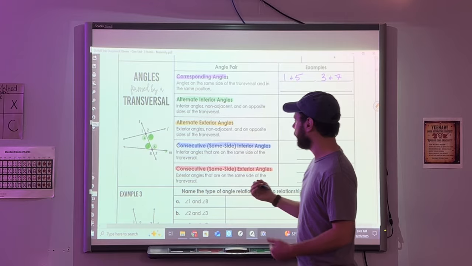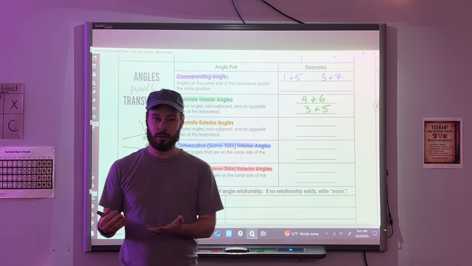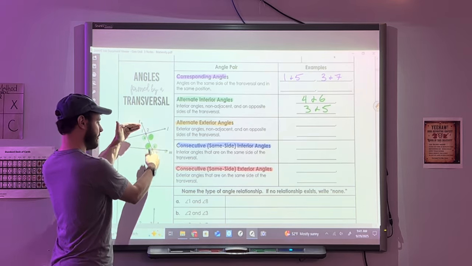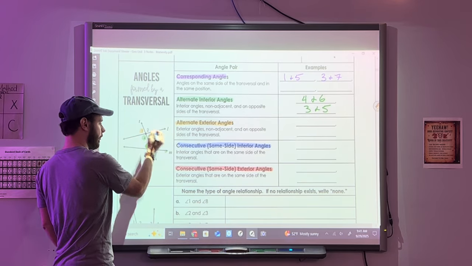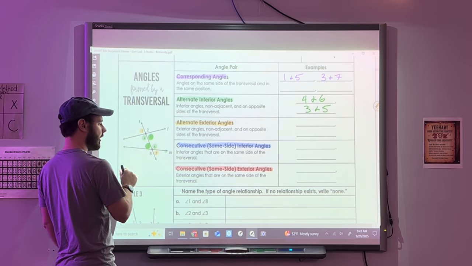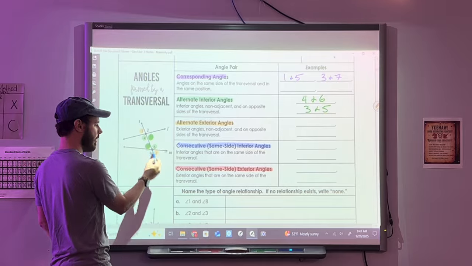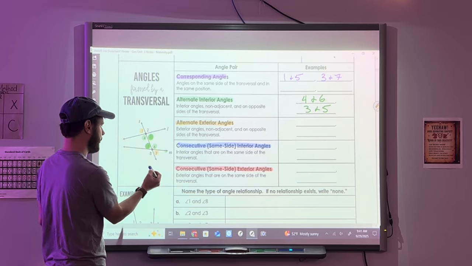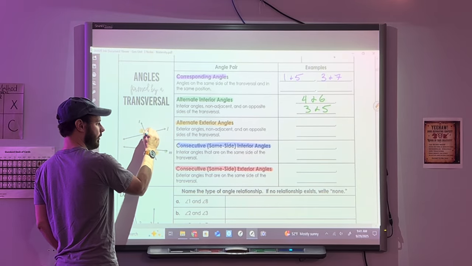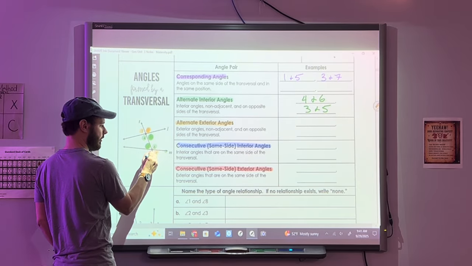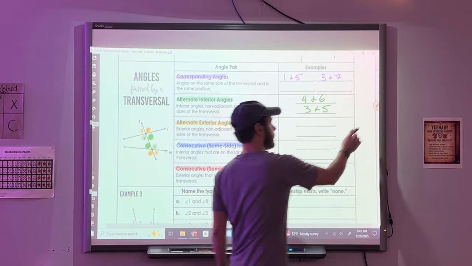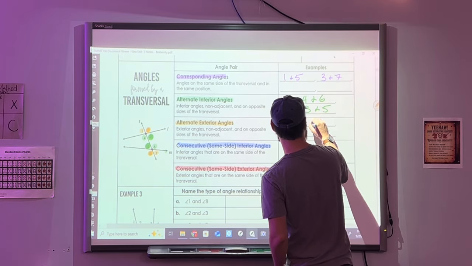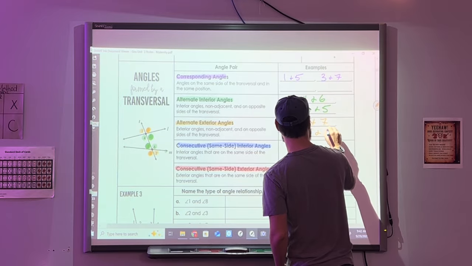Okay, so now alternate exterior angles, same deal. Alternate means opposite side of that transversal. Exterior means on the outside of it. So something like 1 and 7. Okay, they're both on the outside and they're on the opposite. This is on the left side of this line. This one's on the right. And then 2 and 8. So I had 1 and 7, 2 and 8.